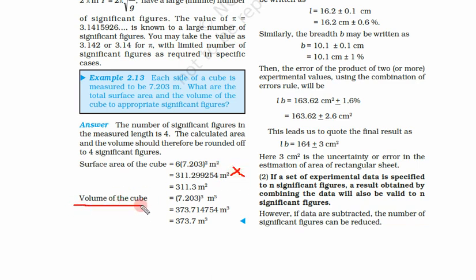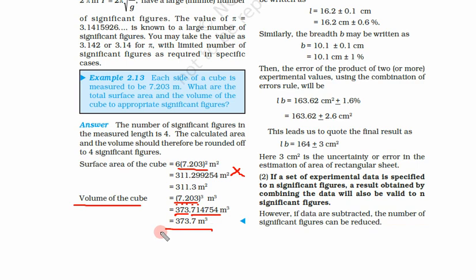Now volume of the cube, what is the volume of a cube? Simply the cube of this number, 7.203 cube. Suppose we calculate the cube, again we get a very large number. So this number is 373.714754, and what we have to do? We have to round it off up to 4 significant figures. That means these four digits. Again after this, the fifth digit is 1, definitely less than 5.